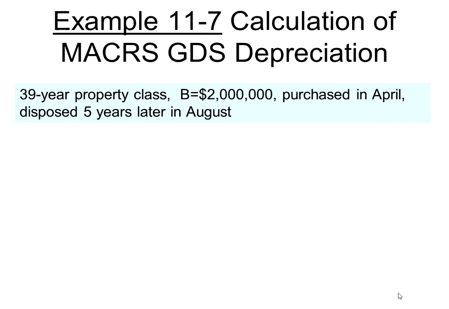Now another example. This is example 11.7. This is a calculation of MACRS-GDS depreciation. We have a 39-year property class. So as you know, that's a non-residential real property. The basis is 2 million. It's purchased in April, right? The month is important because remember, for the real property we're actually using the months. It's not a half-year assumption. We're looking at the months instead. And it's disposed 5 years later in August.